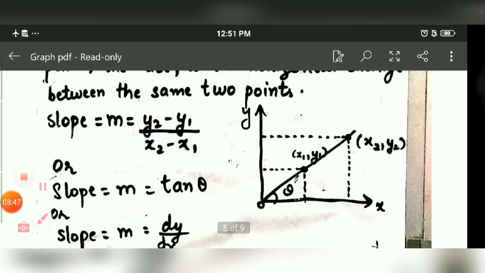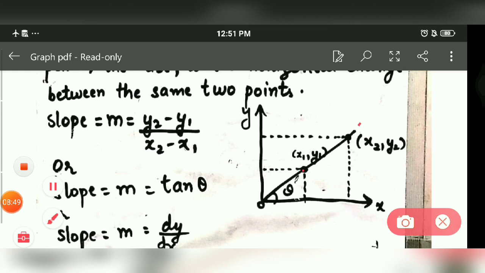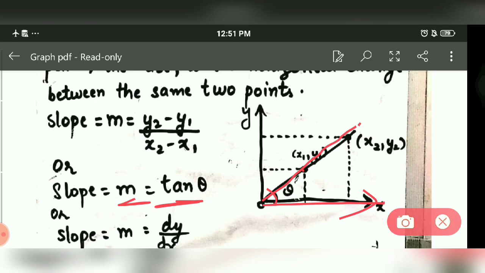Suppose in a question these points are not given, instead it's given that the graph is making an angle of theta with the x-axis. In that case it's quite obvious the slope is equal to tan theta. Why so? If this is making an angle theta, and I take this triangle, if this angle is theta, this is also going to be theta. Why so? These two lines are parallel. This is a corresponding angle. So this is theta, this is theta.